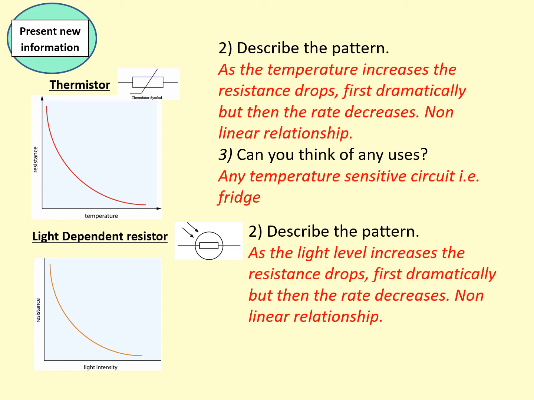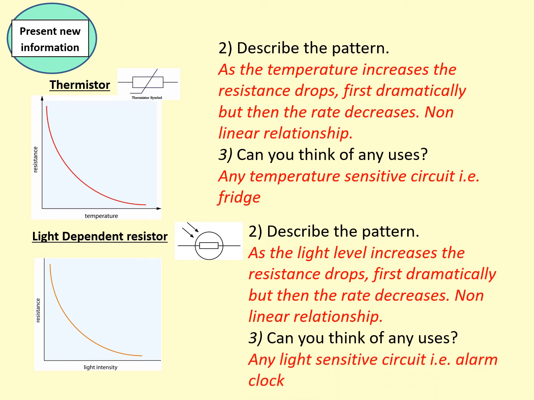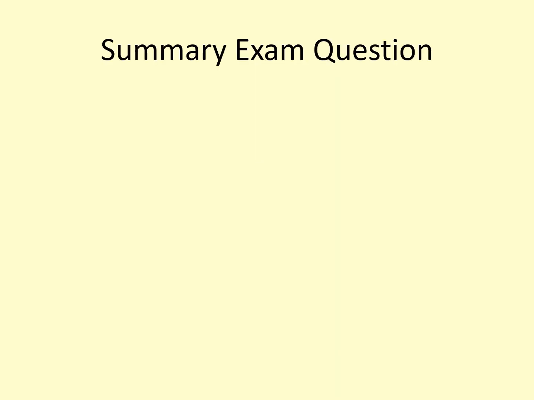So the first bit of the curve is quite a dramatic decrease, but then as the light intensity is still increasing, the rate of decrease drops, which again leads to the curve flattening out at the bottom. It's a non-linear relationship in the same way. And this is used in light sensitive circuits. So an alarm clock, for example, that would come on as the daylight increases. So pause now, add this information to your table, and then we'll move on.